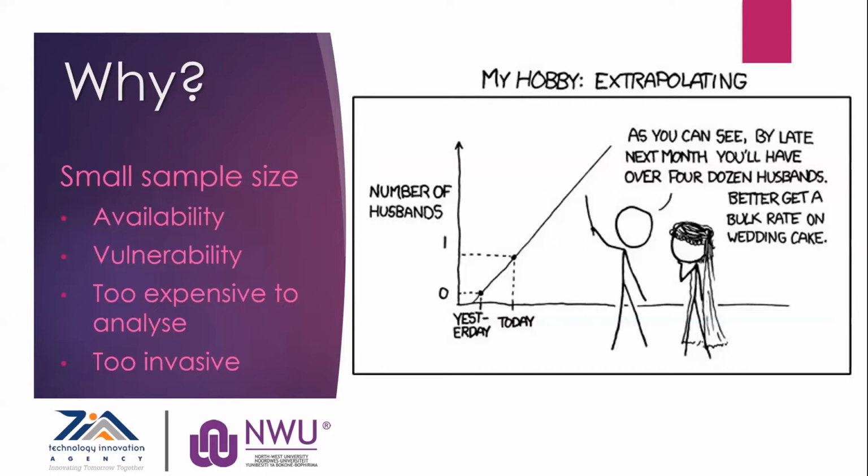And sometimes the matrices we're interested in are invasive to get. The best example would probably be CSF. So this tempts us to draw conclusions that are far beyond the capability of our data. It's like this thrifty groom that you can see in the comic.